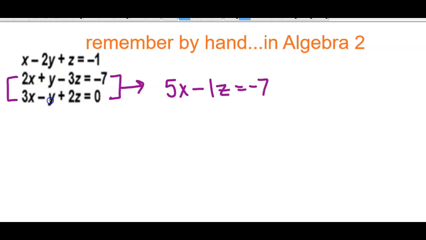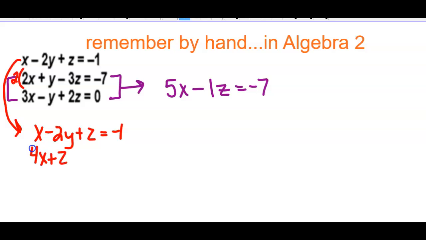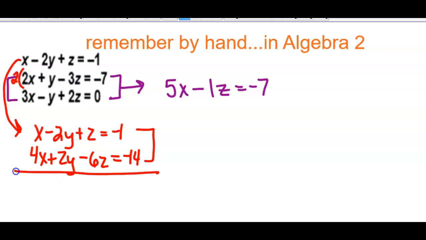Okay, so the y's dropped out. But then you had to pick another set of two so that the same variable would drop out. So for example, I could write this equation down here, and then I could maybe take this second one and multiply it through by a 2. And add it, because I want the y's to drop out again.